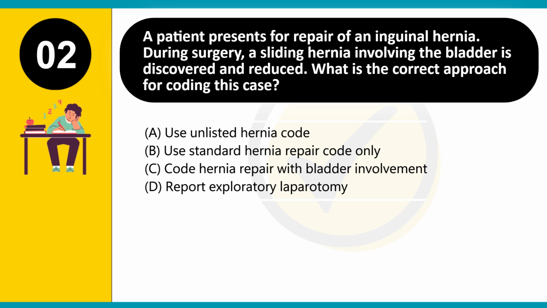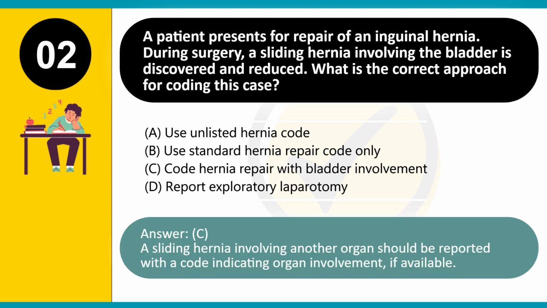A. Use unlisted hernia code. B. Use standard hernia repair code only. C. Code hernia repair with bladder involvement. D. Report exploratory laparotomy. Answer, C. A sliding hernia involving another organ should be reported with a code indicating organ involvement, if available.